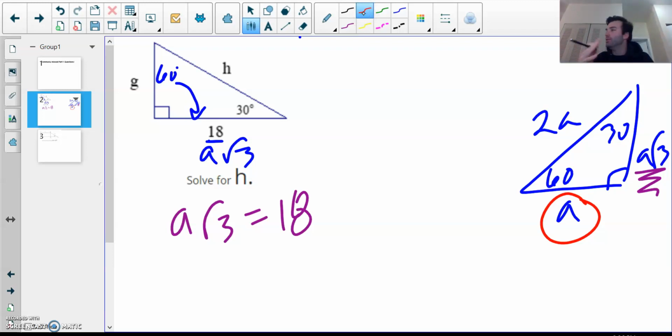How do we do the math? That's a key question. To get rid of our square root, we square both sides, right? Well, what is 18 squared?